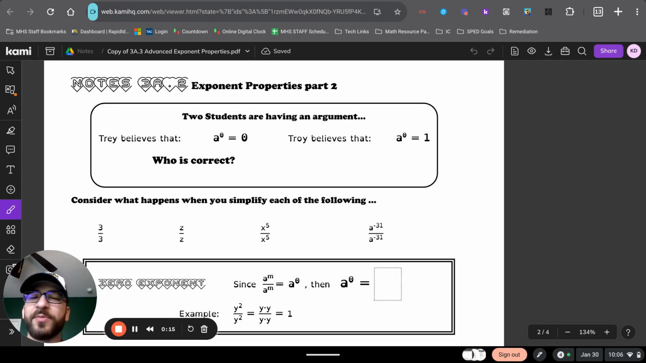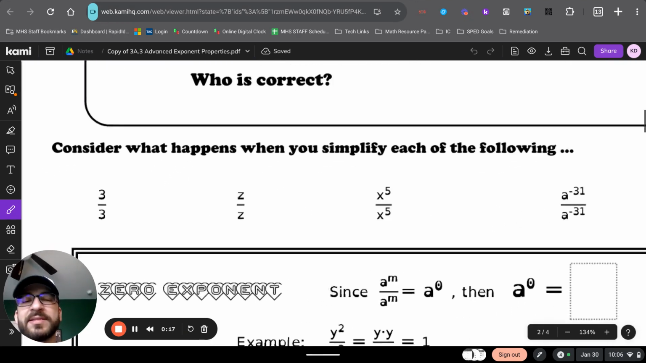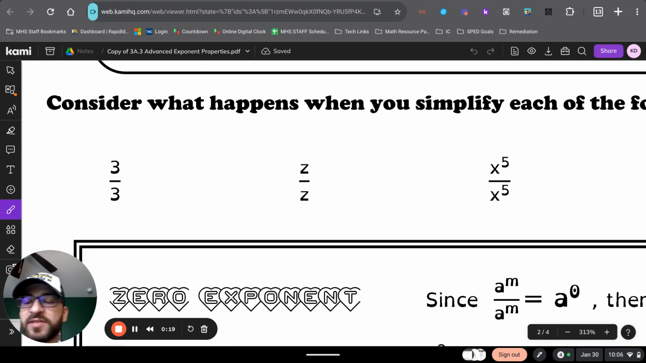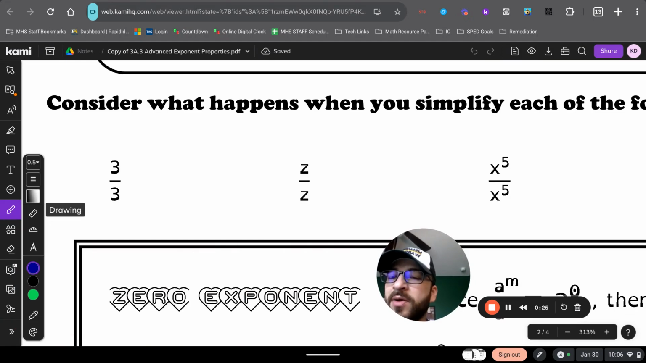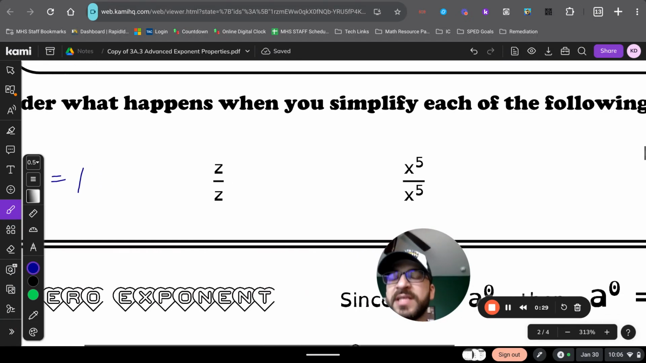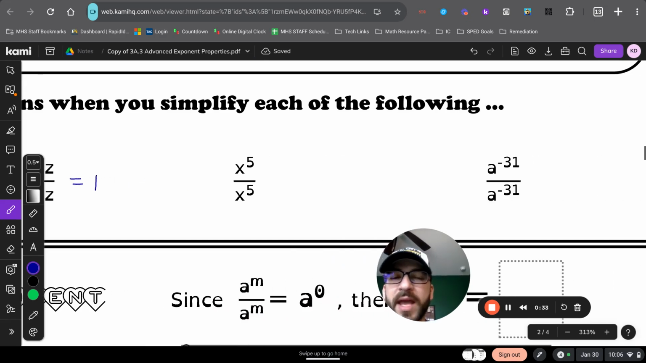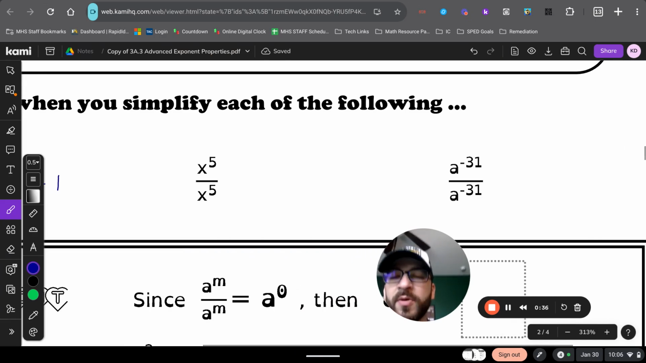And to help us out with this conversation, let's consider what happens when we simplify each of the following. So if we have 3 over 3, we know they would divide each other out and be equal to 1. Same with z over z, which would divide each other out and be equal to 1. X to the 5th over x to the 5th, we know, just like everything else, should equal 1.